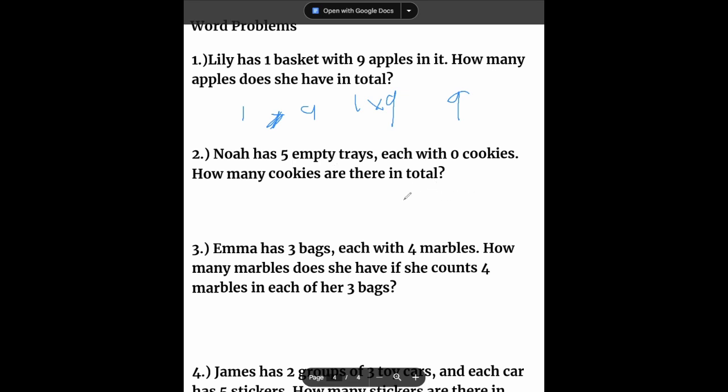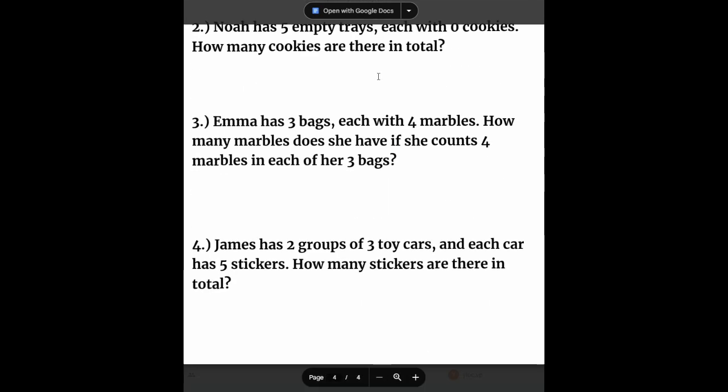Noah has 5 empty trays, each with 0 cookies. How many cookies are there in total? So he has no cookies on any of his trays. So 5 times 0, using the zero property, you get 0, because it's just empty trays, because he doesn't have any cookies.